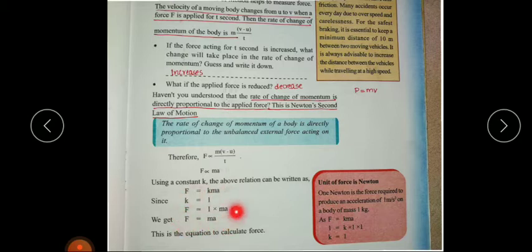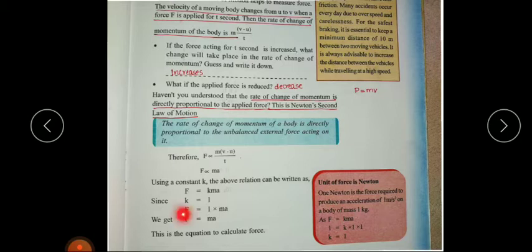So this is one of the important equations. Force is equal to mass into acceleration. This is the equation to calculate force. So using the second law of motion, we are able to calculate force using the equation F is equal to mass into acceleration. Then Newton's second law of motion states that the rate of change of momentum of a body is directly proportional to the unbalanced external force acting on it, and this is the mathematical expression of the second law of motion.